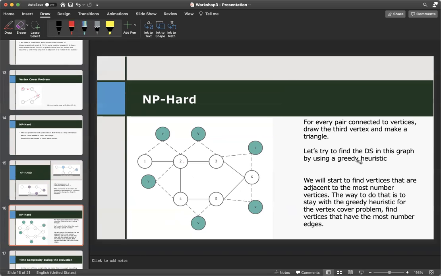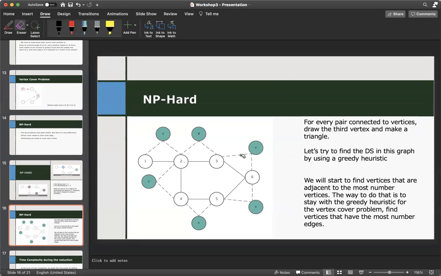So how are we going to do this? All right, let's try to find the dominating set in this graph by using a greedy heuristic. So how are we going to do it?